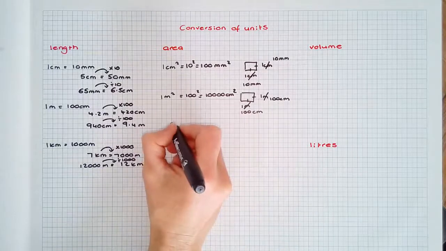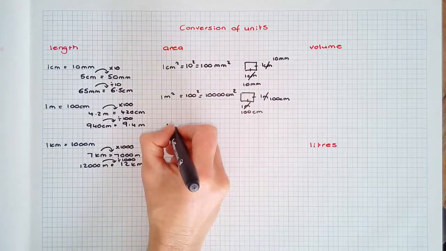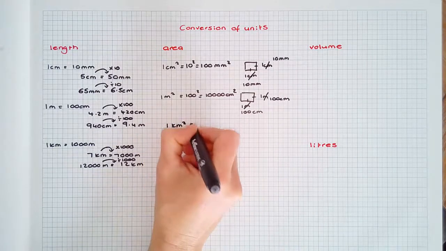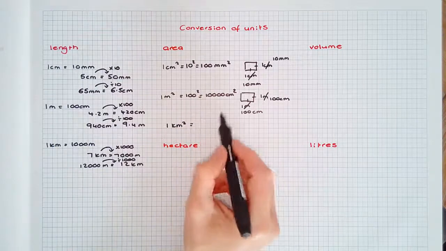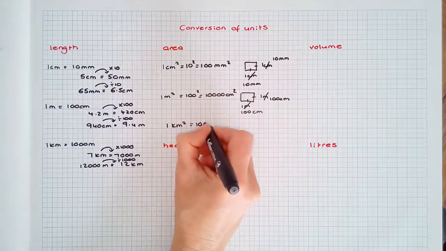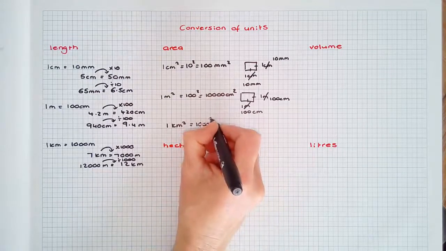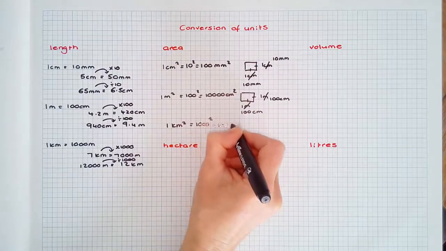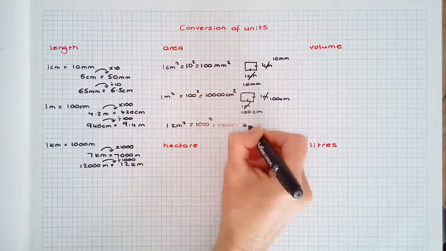And finally, 1 kilometre squared, you could think of this as a square of 1 kilometre by 1 kilometre, which would be 1,000 metres times 1,000 metres, which is actually 1 million metres squared.